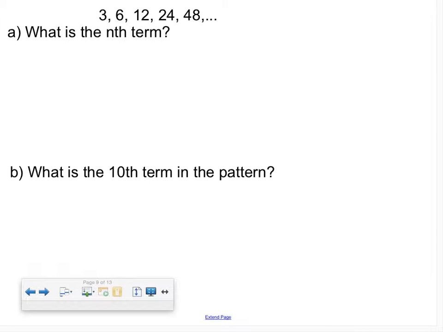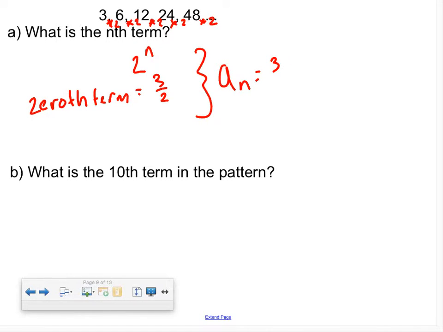Take a look at this one, give it a pause so you can figure it out. All right, this one again is multiplying by 2 each time. So we know that it's going to be 2 to the n power. We've got to figure out what is the 0th term next. So I've got to take 3 and divide it by 2. Since that doesn't work out nicely, I get a decimal, I'm just going to leave it as a fraction. Okay? So the rule then becomes 3 halves times 2 to the nth power.